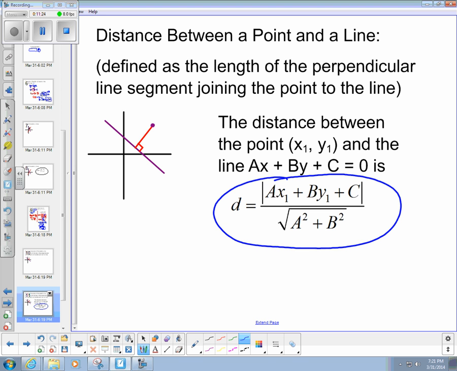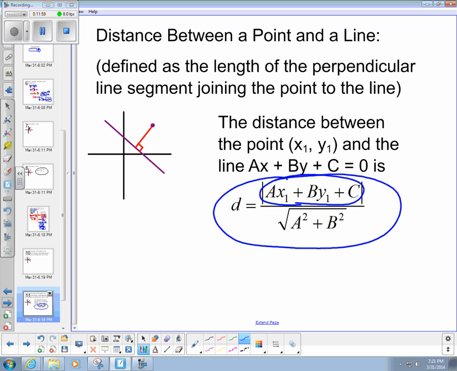And this is representing the point x1, y1, and the line ax plus by plus c equals 0. Notice the form that the line is in because we're used to y equals mx plus b form. But for this formula, I need it equal to 0, and I need everything in order. X, then y, then constant. Okay, so in the formula, you'll notice they've basically taken the equation of the line and substituted in the point for x and y. And then we're going to divide by the square root of a squared plus b squared.